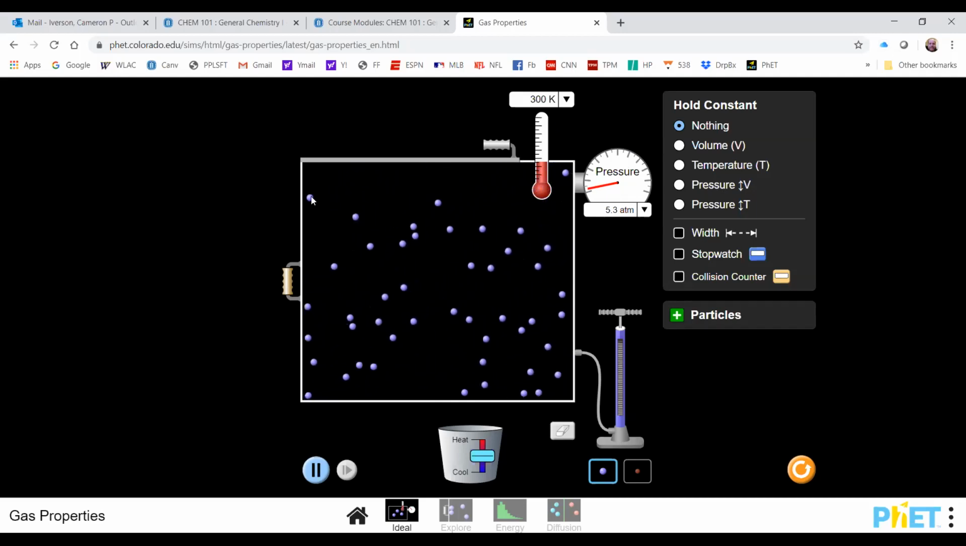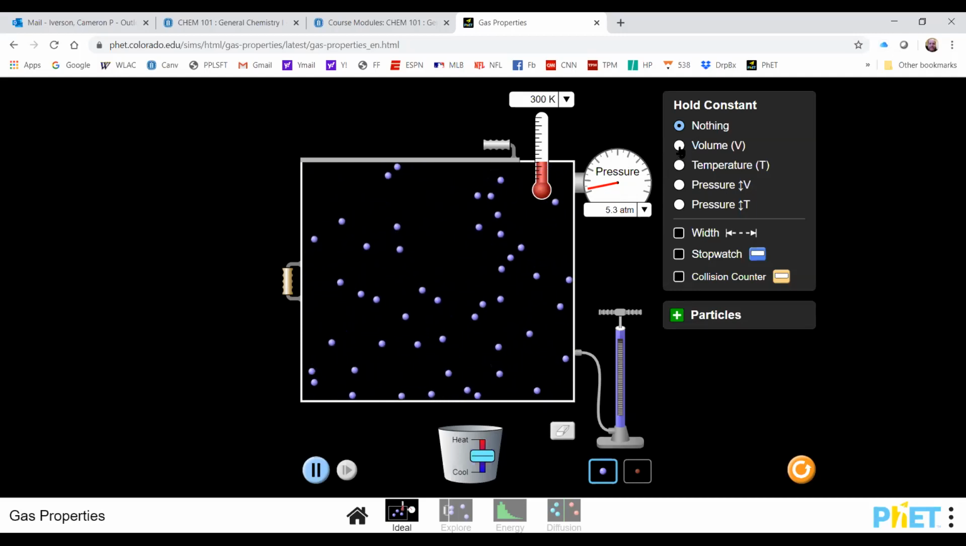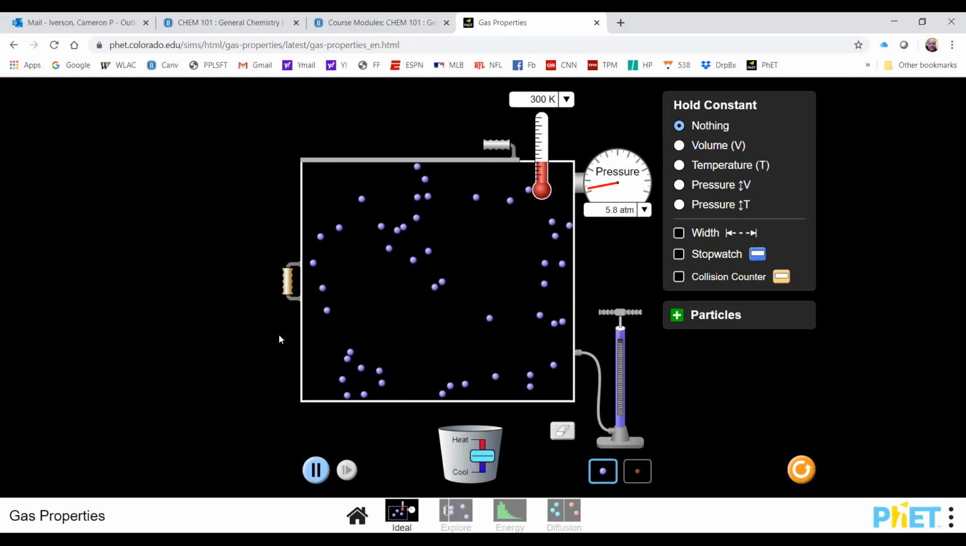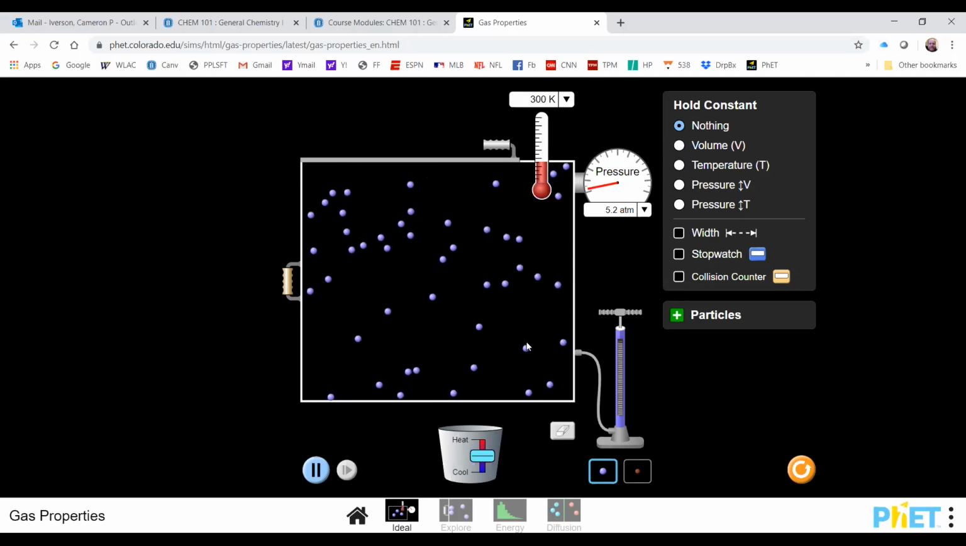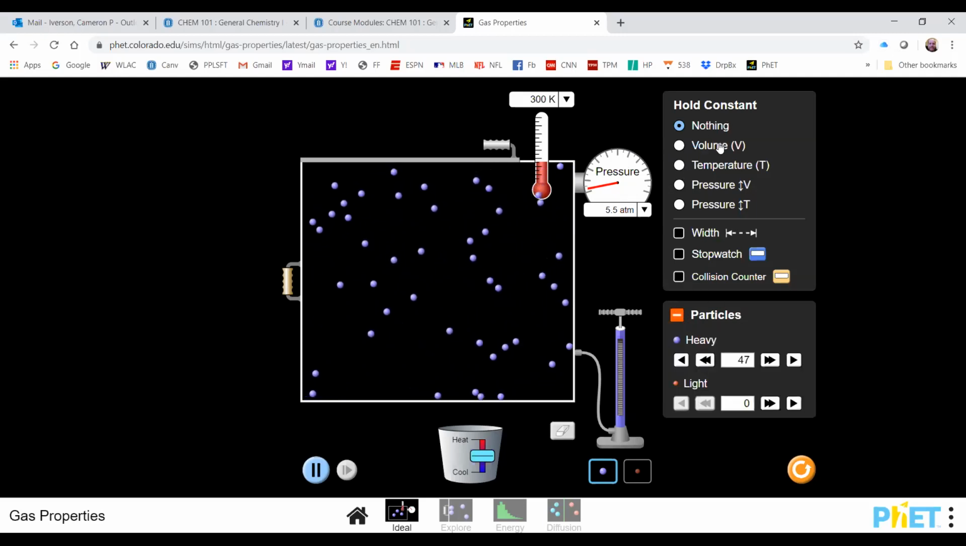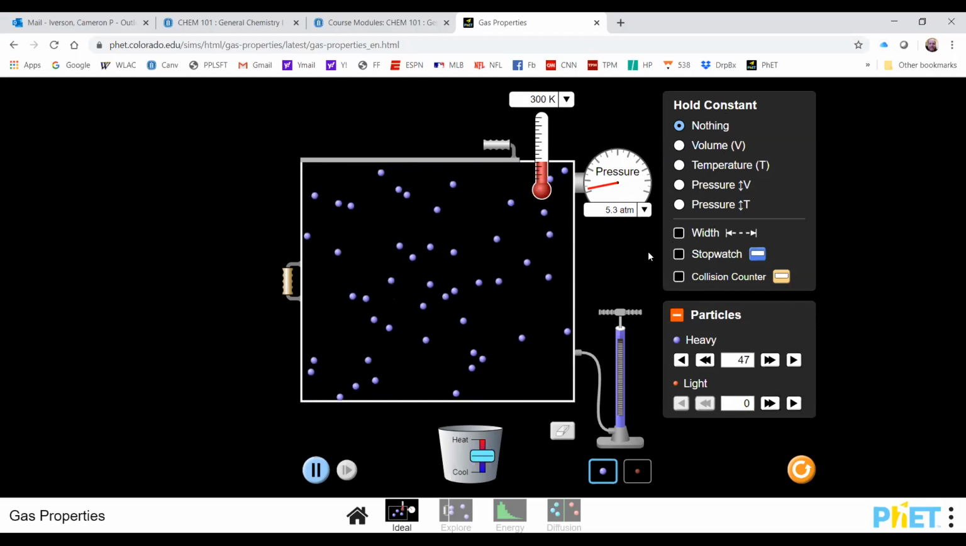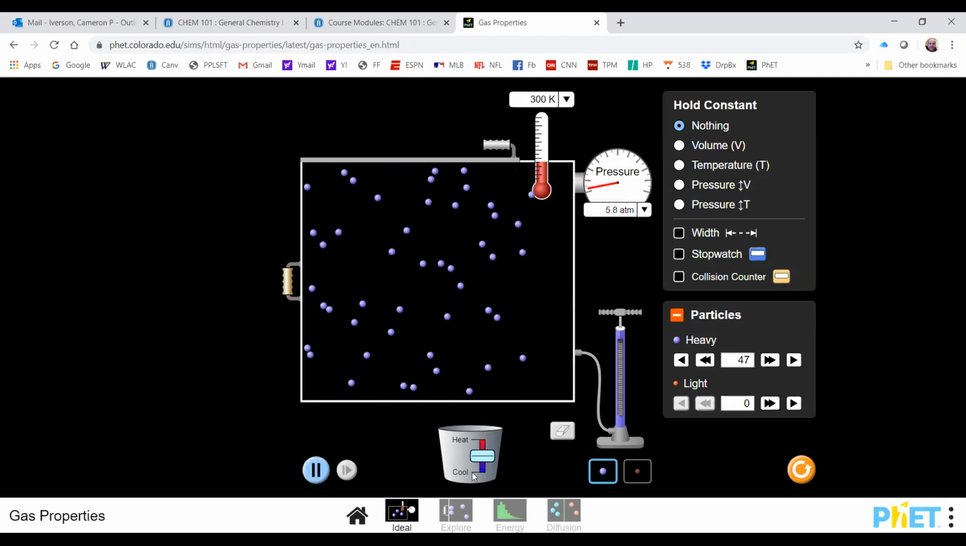We have a couple of other factors. One is the volume of the container. Right now the volume isn't changing. We've just pumped in a gas, and we're starting with this. We can monitor how many particles there are, but we can hold different variables constant as we look at what happens in this particular simulation.